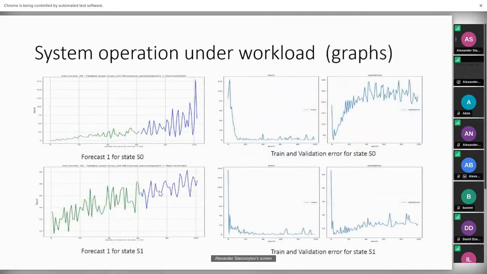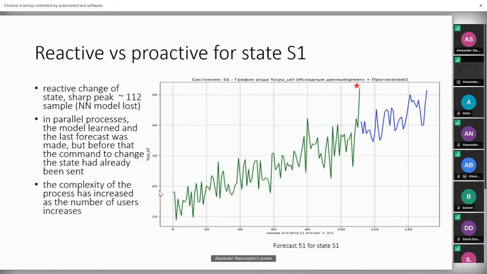We can see some graph. Example slide present prediction of utilization computing modulus for 2 states, green color is initial data, blue color is forecast, and error in training validation. Also interesting to look at situation for state S1. We can see a reactive change of state peak at near 112 sample, network model lost.